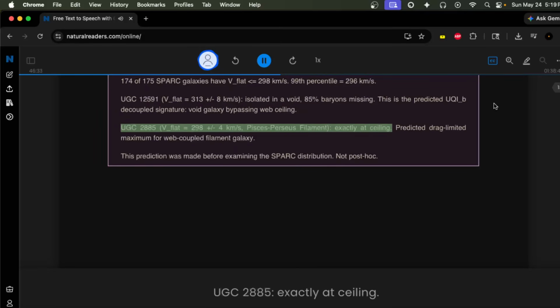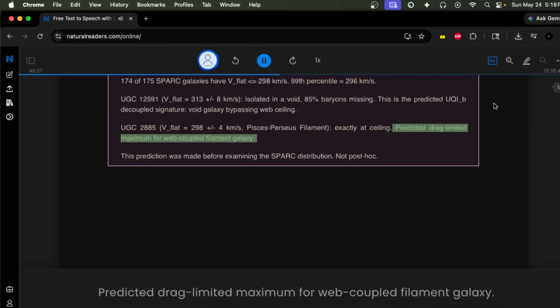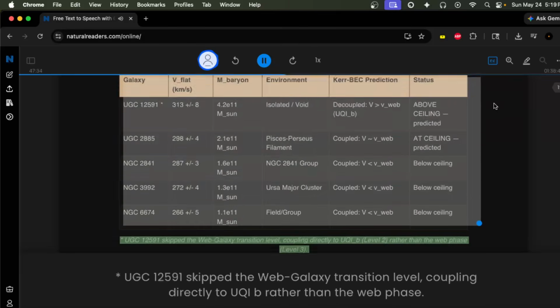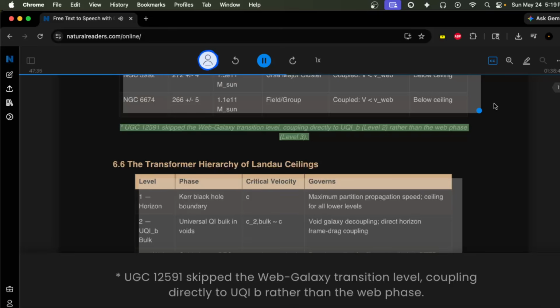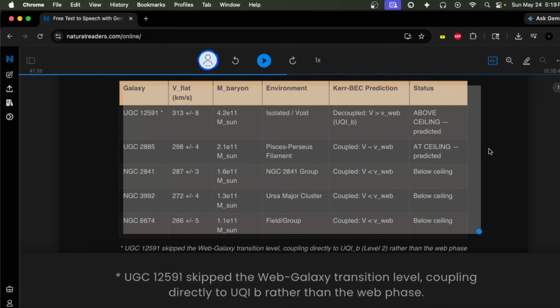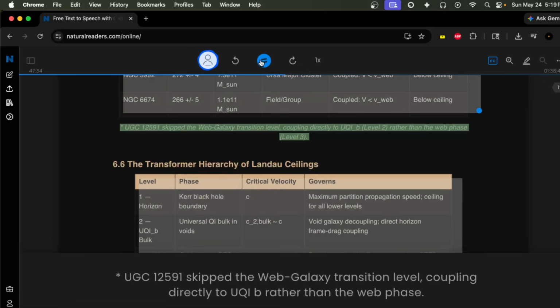UGC 2885, exactly at the ceiling. Predicted drag-limited maximum for a Webb-coupled filament galaxy. This prediction was made before examining the SPARC distribution, not post hoc. Asterisk: UGC 12591 skipped the Webb transition level, coupling directly to UQIB rather than the Webb phase.